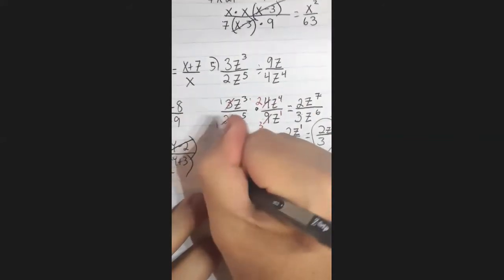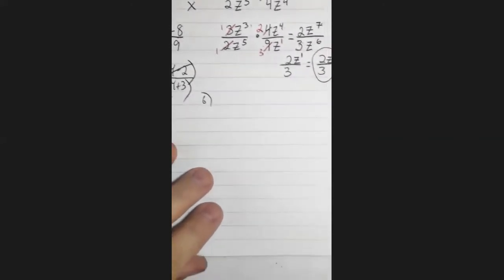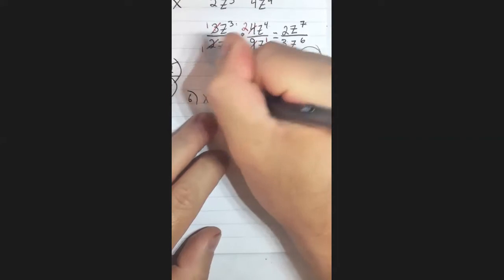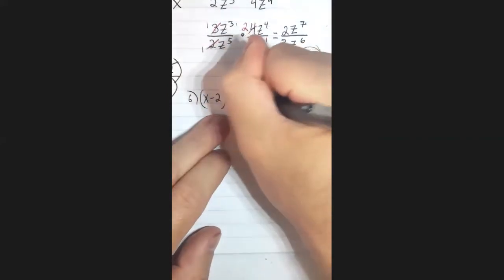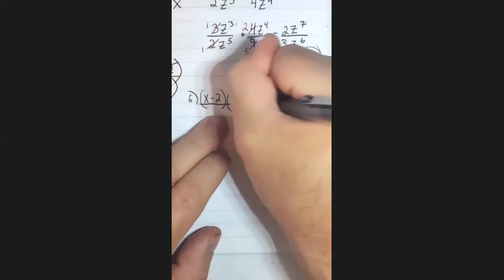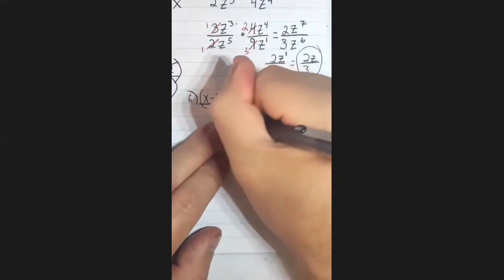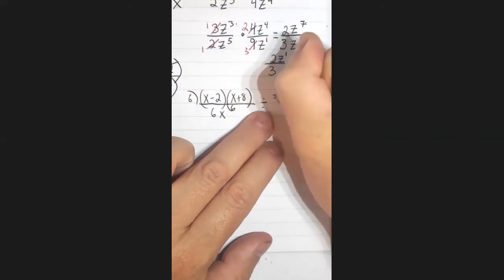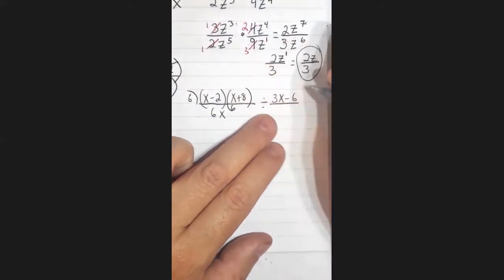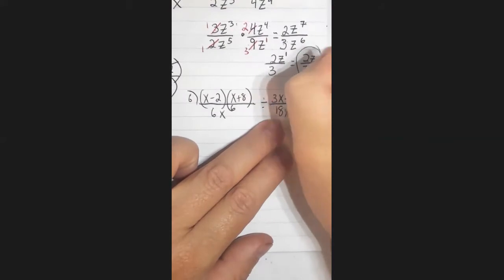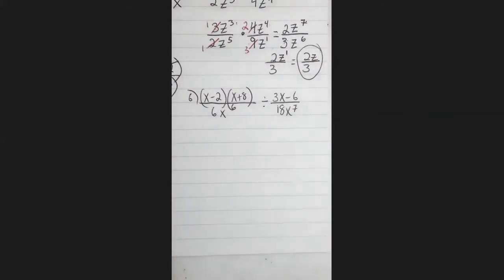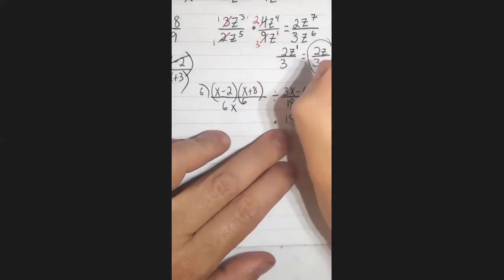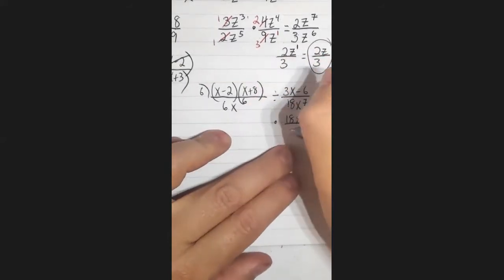All right, here's an example. (x minus 2)(x plus 8) over 6x to the 6. And again, it's division. I'm going to write it the way it first appeared. So we know we have to change that to multiplication and do the inverse, 18x over 7.